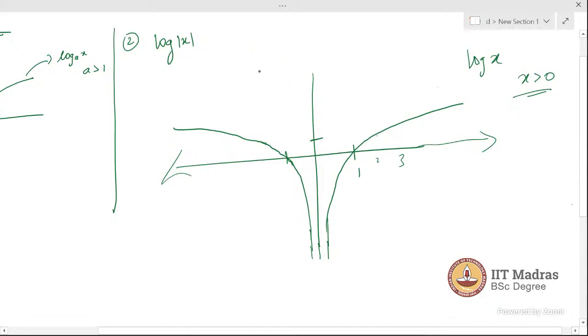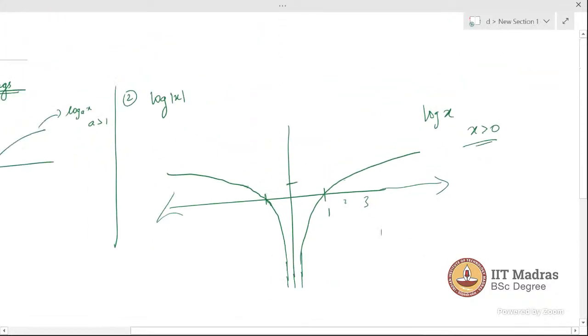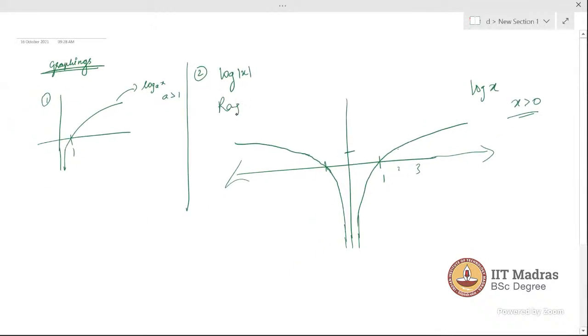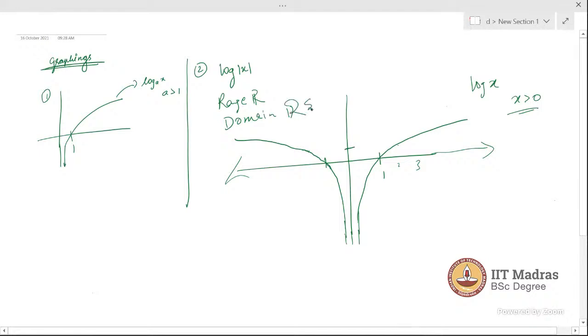So now we understood this. Could you tell me what the range of this function is? -infinity to +infinity. Basically R. Range is R. What about the domain? Domain is R except 0. Range will be all R.